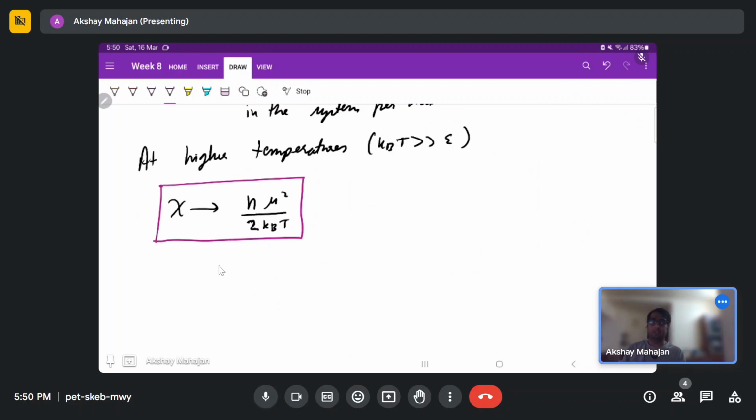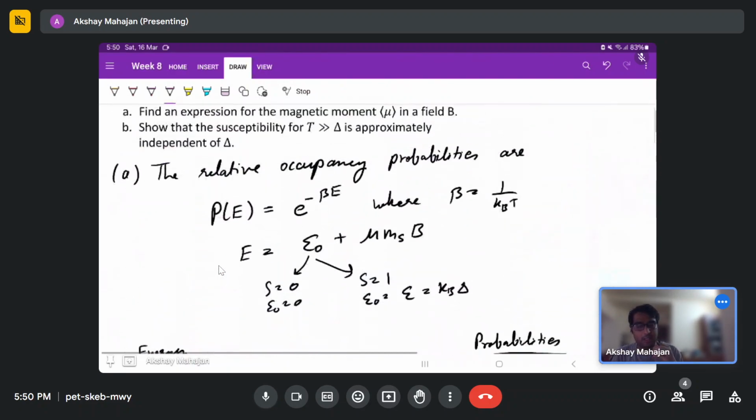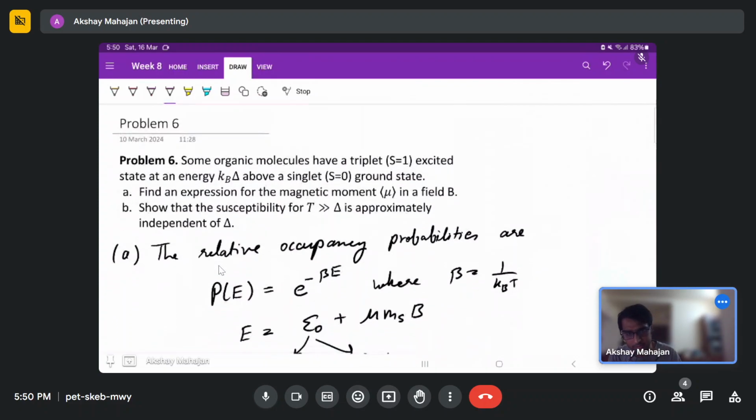So our susceptibility will go as 1 by T. Any doubt in this problem? Just 1 minute.